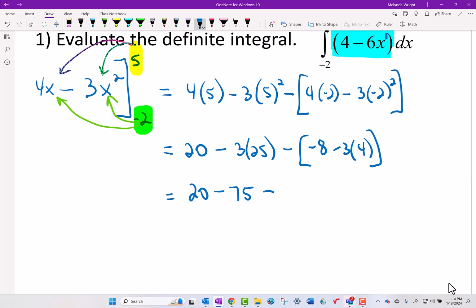Okay, so let's see what's going on in here. I have 8 minus 12. 8 minus 12, what is that, -20, right? 8 minus 12, okay. -8 minus 12 is -20.